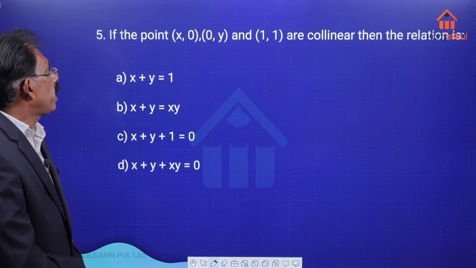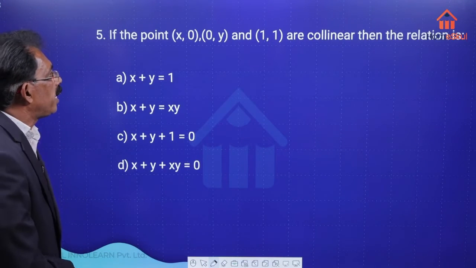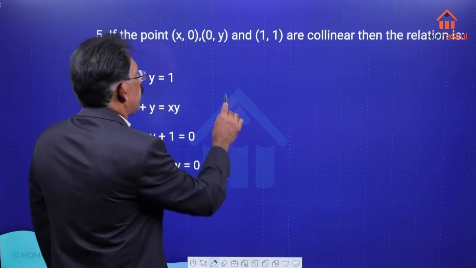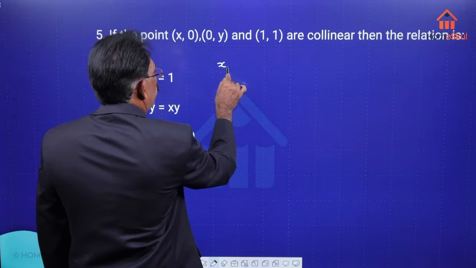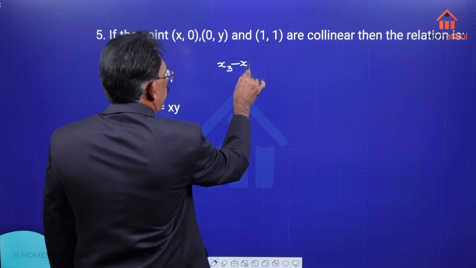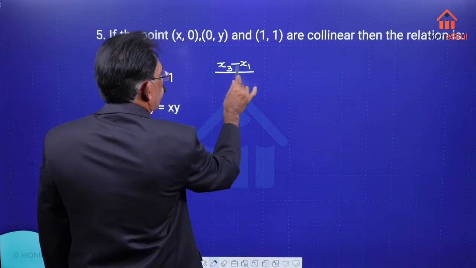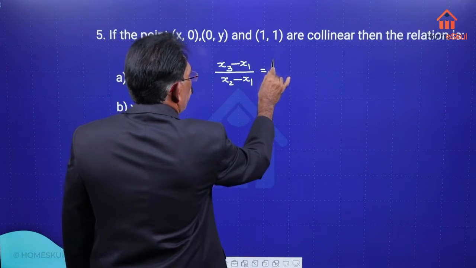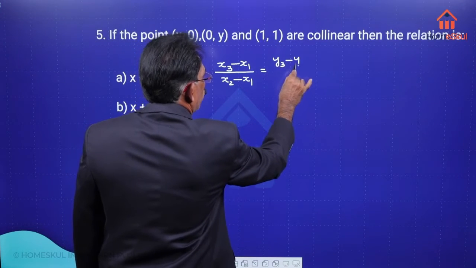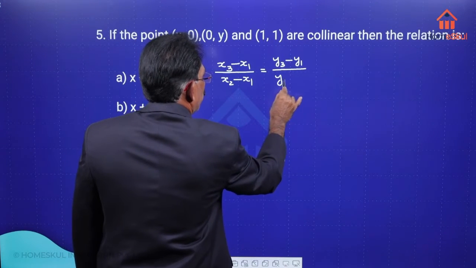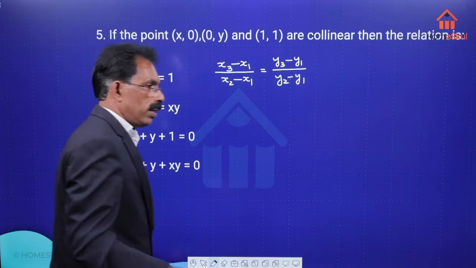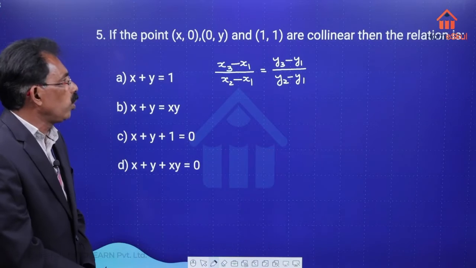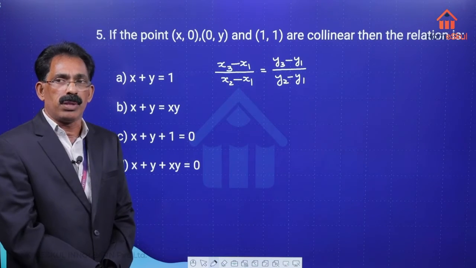If the points (x, 0), (0, y) and (1, 1) are collinear, then the relation is... If 3 points are collinear, there is a short formula to find the collinearity: (x3 minus x1) divided by (x2 minus x1) is equal to (y3 minus y1) divided by (y2 minus y1).